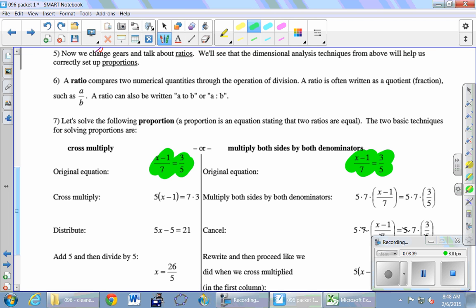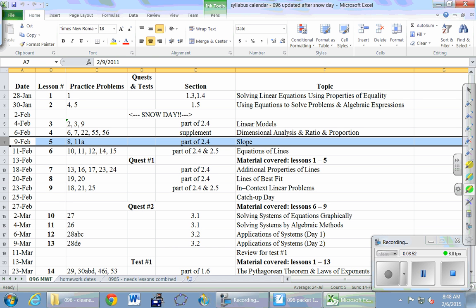Ramses. Test is in class, pencil and paper, just normal. Yeah, good question. So it's in the syllabus calendar, and it says here that it's lessons 1 through 5. Yeah.